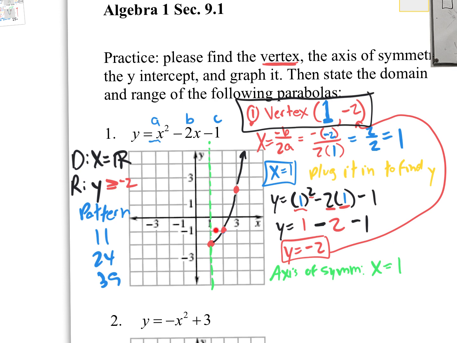This is 1 unit from the axis of symmetry. Go 1 unit this way, put a dot right there. And then this one is 2 units away, so go 2 units this way, put a dot right there. And this last one up here is 1, 2, 3 units from the axis of symmetry, so 3 units would be right here. I'll put that blue dot up there just so we can see that it points towards that blue dot, okay? So here's our perfect parabola.